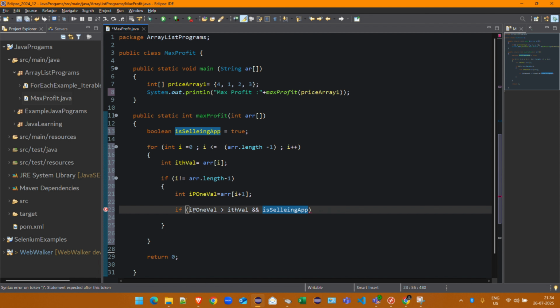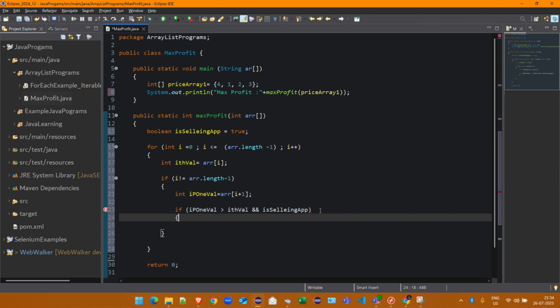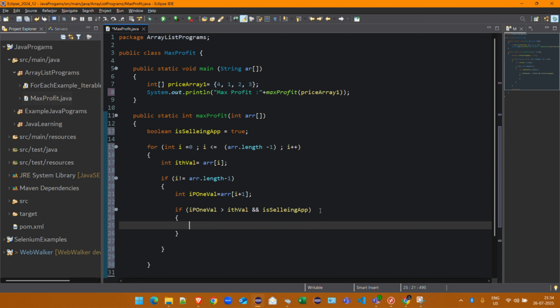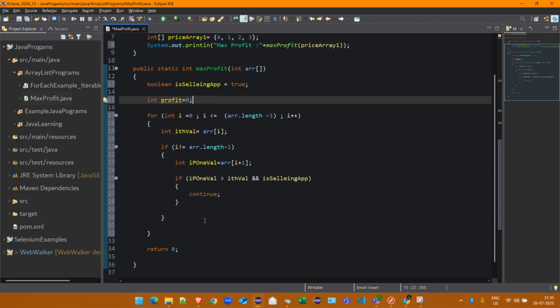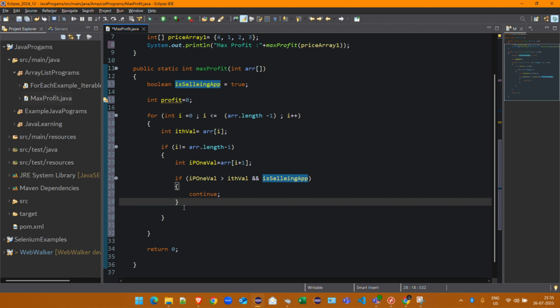That means if selling applicable is true, and the next day value is greater than today's value, then what should be our decision? We should not do anything, right? We should continue. Sorry, I missed one. We'd have to take a variable to calculate the profit. It should be an integer and profit equal to 0 initially, right? So we will not add anything to profit. What this condition says is that today's value is less than tomorrow's value, and we have something to sell. So definitely we will sell tomorrow, because tomorrow's value is going to increase, right? So we will continue. In this case we do not do anything.